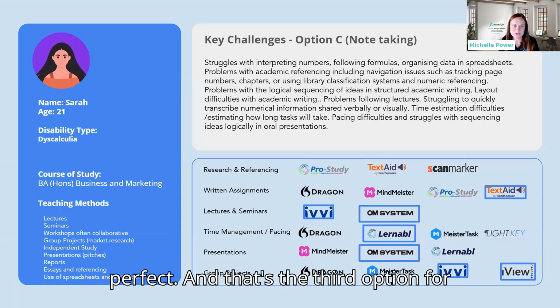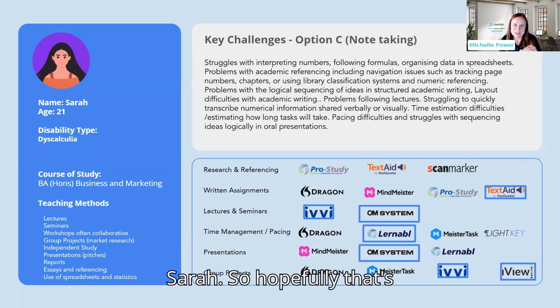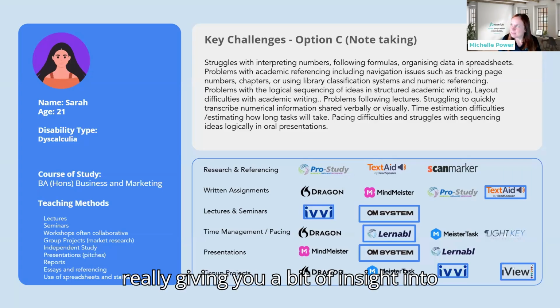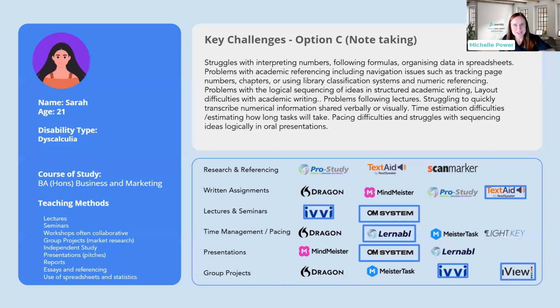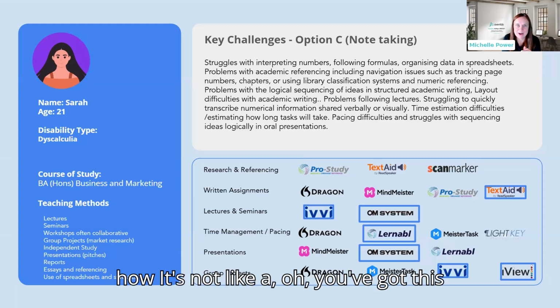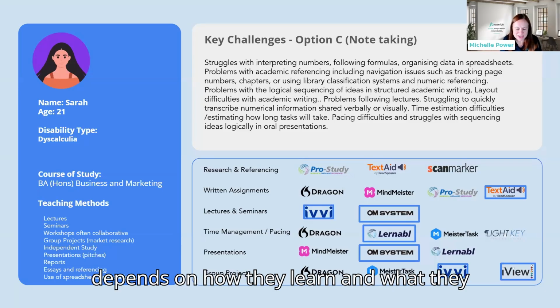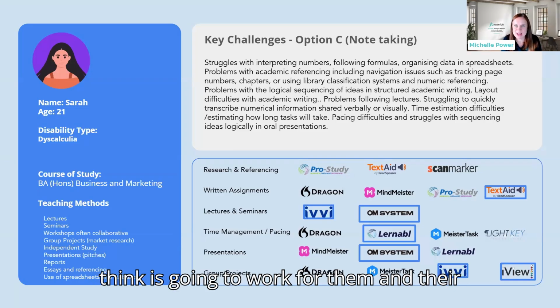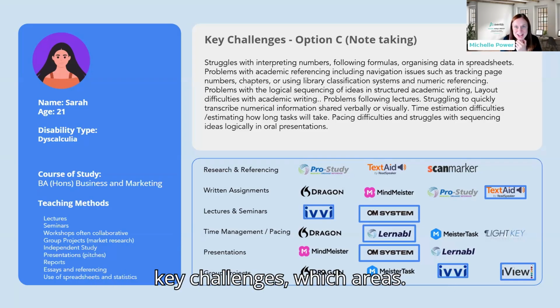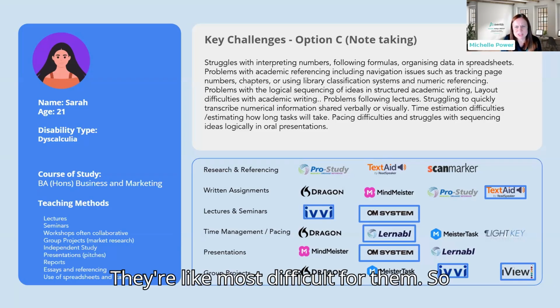And that's the third option for Sarah. So hopefully that's giving you a bit of insight into the assistive tech at Aventido, but looking at one specific person, and how it's not like, oh, you've got dyscalculia, you have these things. It all depends on how they learn and what they think is going to work for them, and their key challenges, which areas are most difficult for them.